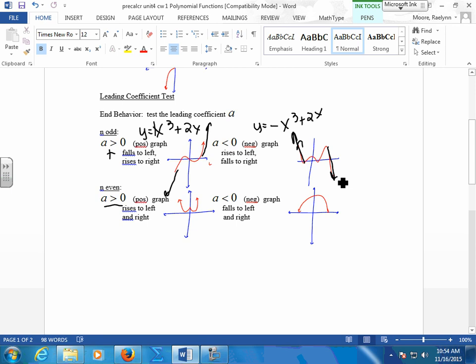Kind of makes sense. When you do an even one and it's positive, they both go up. It's negative, they both go down. On an odd, one's down on the left, up on the right when it's positive. They have to switch when it's negative.